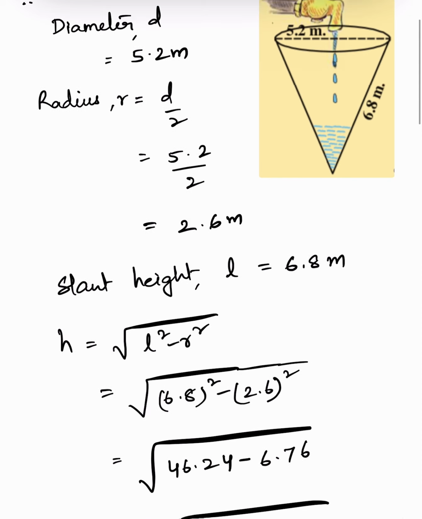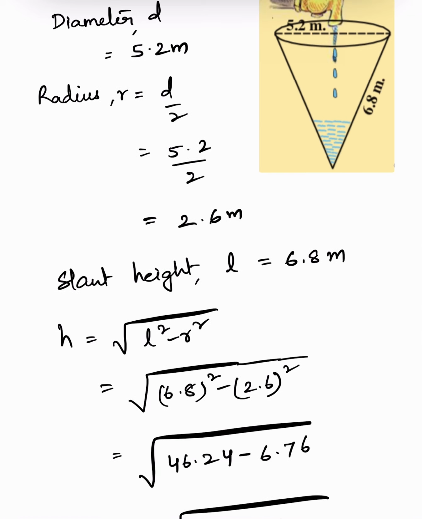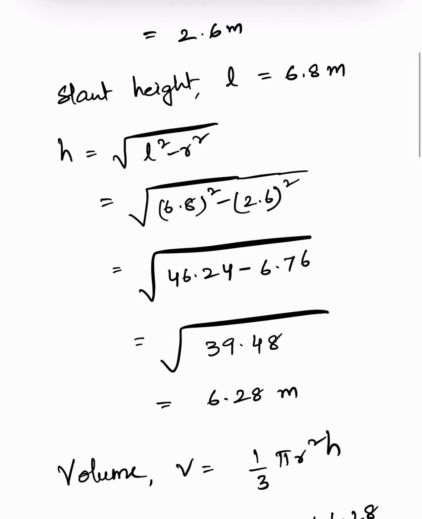So let us substitute the values of slant height and radius in this formula. H equals square root of L square minus R square, that is equal to square root of 6.8 whole square minus 2.6 whole square. So that is equal to square root of 46.24 minus 6.76, equal to square root of 39.48, which is equal to 6.28 meters.